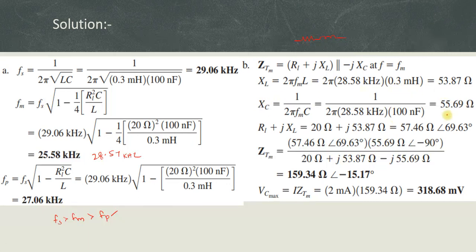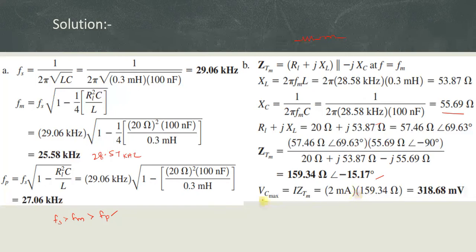Similarly, the XC value is around 55.69 ohm. So therefore RL plus jXL equal to 20 plus j53.87. It is in the rectangular format. If I convert it into polar form, then it is around 57.46 at an angle of 69.63 degree. So the total impedance, substitute RL plus jXL value and all those things, and you simplify. The final answer is 159.34 at an angle of minus 15.17 degree.